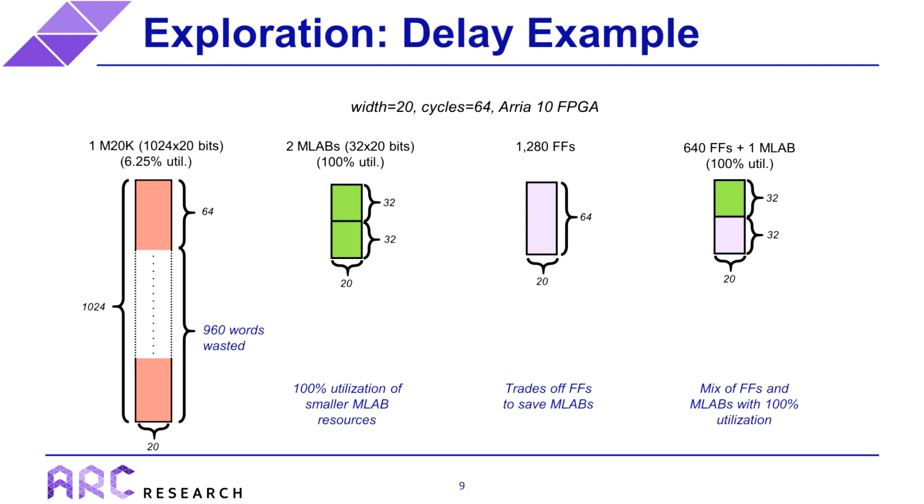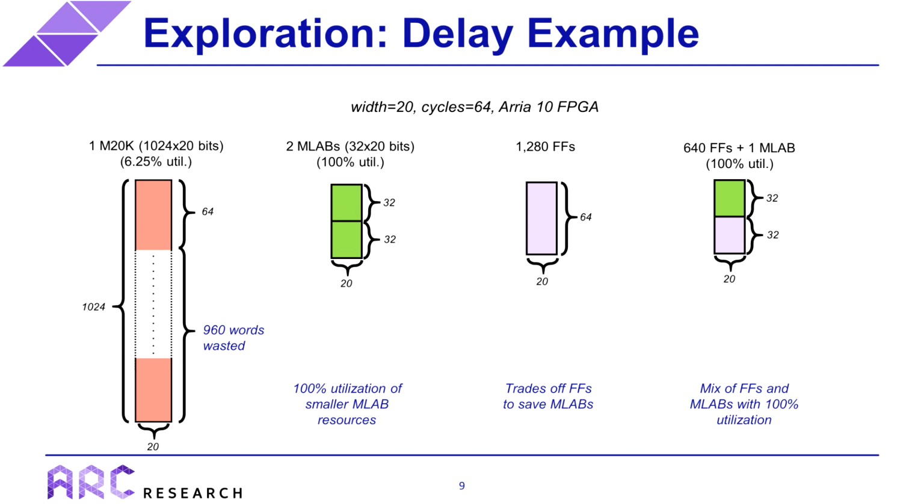On this slide, we have another delay example for a width of 20 bits and for 64 cycles. In this case, the Elastic IP exploration would again find a base implementation using an M20K, but it would use a single M20K configured to provide 1024 by 20 bits, as shown on the left. The obvious limitation or drawback of this implementation is that only 64 of the 1024 RAM words are used, which is a poor utilization of just 6%.